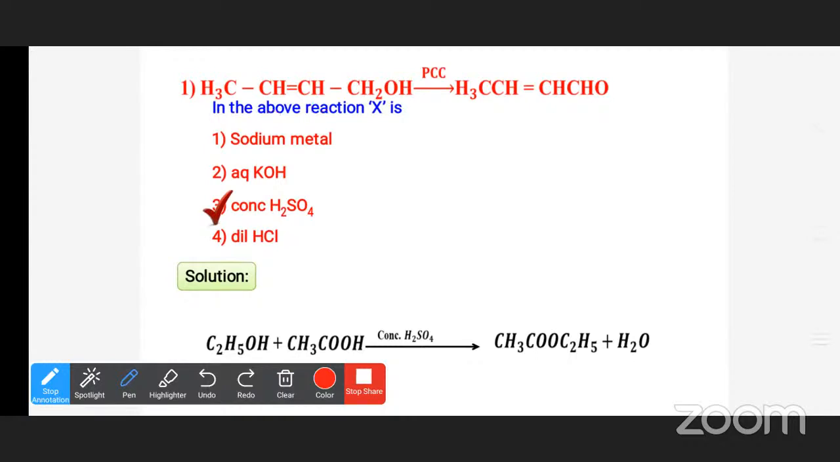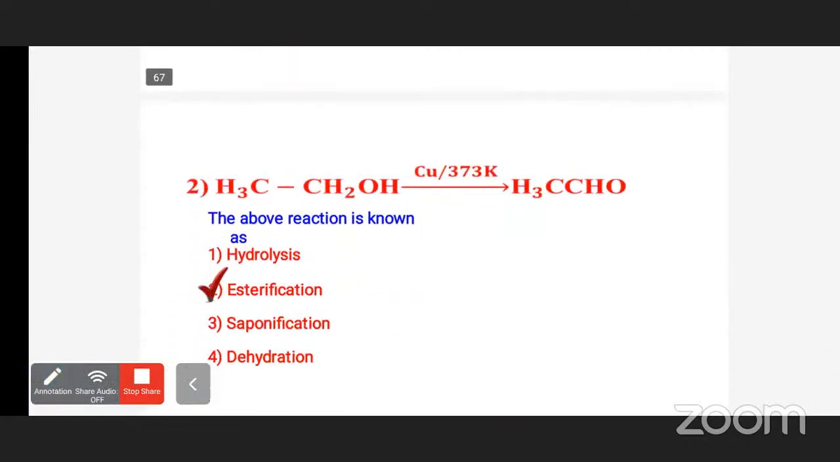2-butanol reacts to form CH3CH double bond CHCHO. In the above reaction, X is sodium metal, aqueous KOH, concentrated H2SO4, or dilute H2SO4. So in the above equation, X is concentrated H2SO4. So the third one is the correct option.